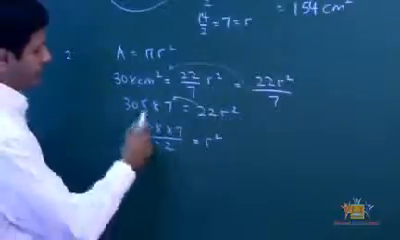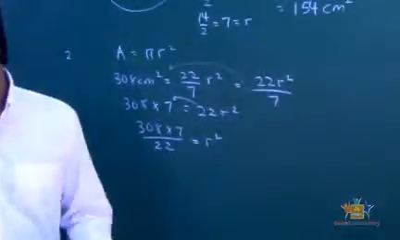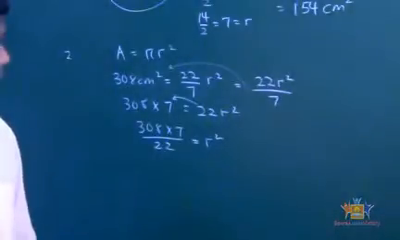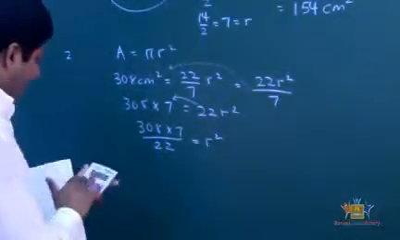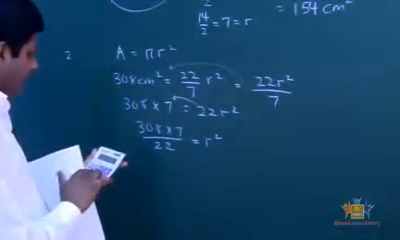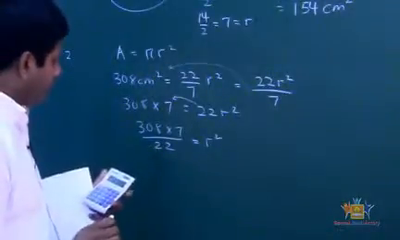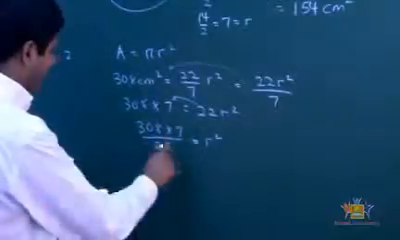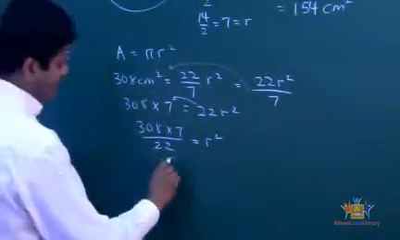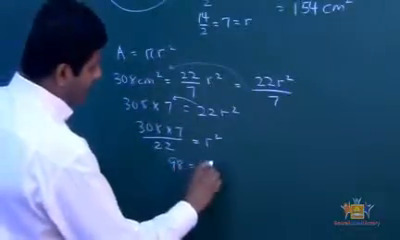Alright, so let's solve this one. We're going to take the calculator, the basic calculator, and you just plug it in. We take 308 times 7 and then equal that. That gives you 2156, and then we divide that by 22. That gives me 98. So r squared equals 98.